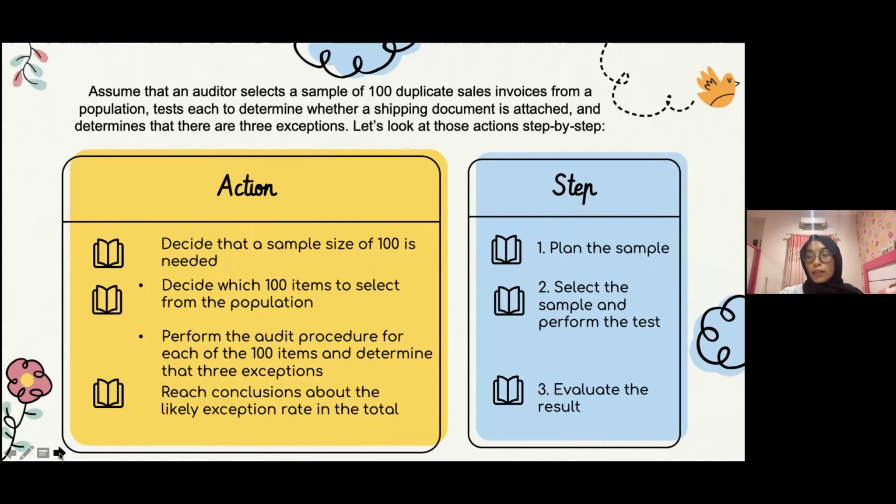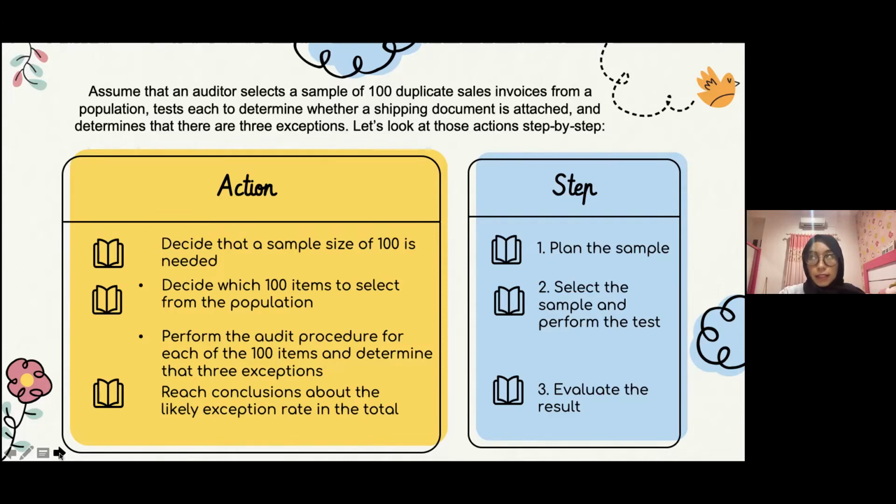Let's look at these actions step by step. The action is first to decide that a sample size of 100 is needed. That is the step of plan the sample. Next, for select the sample and perform the test, the action that we did is decide which 100 items to select from the population and then perform the audit procedure for each of the 100 items and determine that there are 3 exceptions. And the last step is evaluate the results. The action that we did is reach conclusions about the likely exception rate in the total.